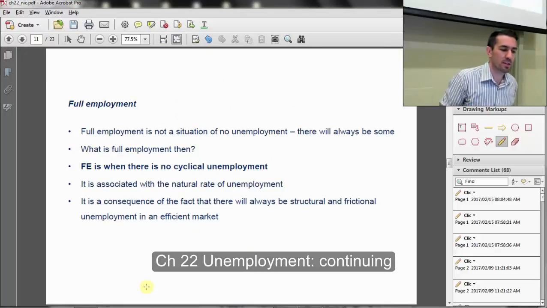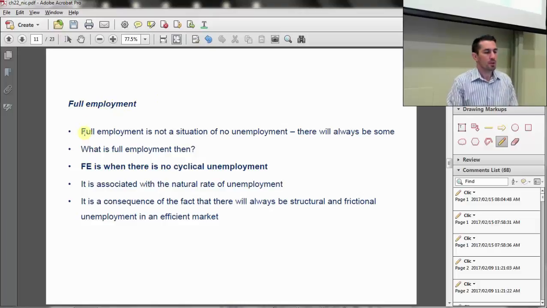So, kicking off then today with more of a discussion on full employment. To reiterate, full employment does not mean no employment. Okay? Does not mean no employment. There will always be some unemployment. Why? Again, the distinction between cyclical unemployment and frictional versus structural. At full employment, we always have frictional and structural.